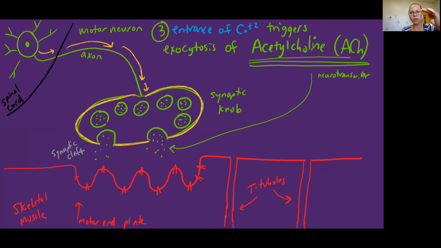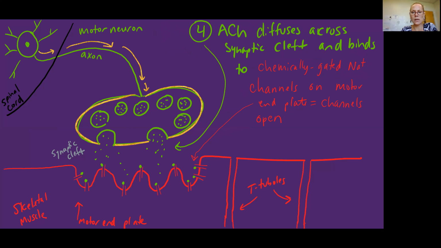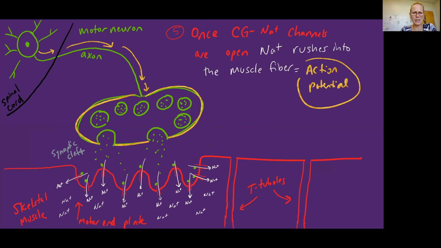Now that acetylcholine is going to diffuse all the way across that microscopic space called the synaptic cleft, and then it's going to bind to chemically gated sodium channels on the motor end plate. And when it binds, those channels open. Chemically gated means it's a chemical that's acting as the key to unlock the gate or activate the gate. In this case, the key, the chemical, is that neurotransmitter acetylcholine. So once that acetylcholine binds, then our channels open or activate, and it's specific for sodium, so only sodium can move in. Now, where did that sodium come from?